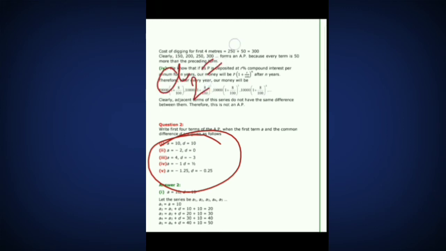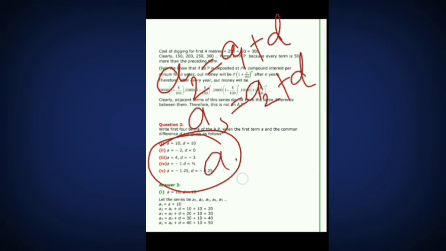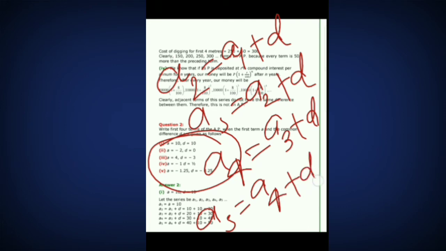That's it. The second term is the first term plus the difference. The third term is the second term plus the difference. The fourth term is the third term plus the difference. The fifth term is the fourth term plus the difference. Okay, students, to apply this, you will find all the remaining terms, however many the question is asking. Now we will study.